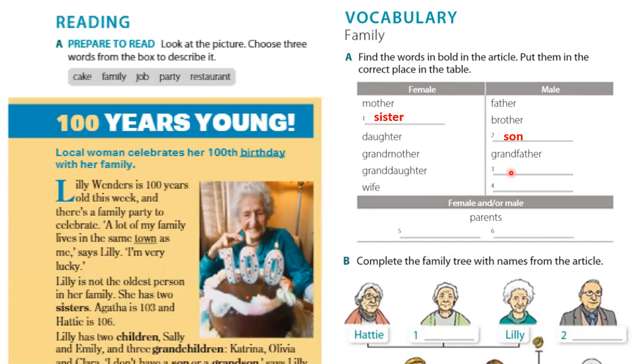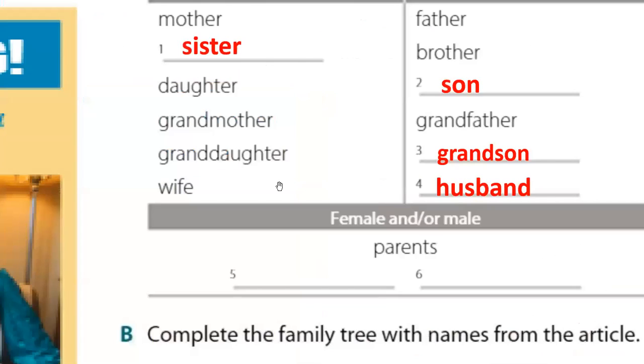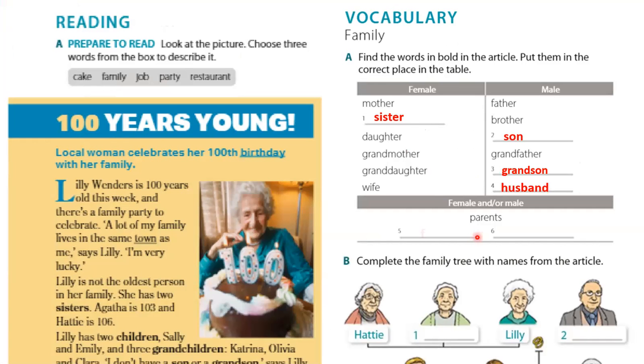And then we have granddaughter and grandson. Abuela, abuelo, nieta, nieto. Right? Then when two people get married, the woman is the wife and the man is the husband. Cuando se casan, son esposa y esposo. Finally, talking about your parents, hablando de los padres. If it is a woman, it is your mother. And if it is a man, it is your father. Mother, the woman, father, the man.